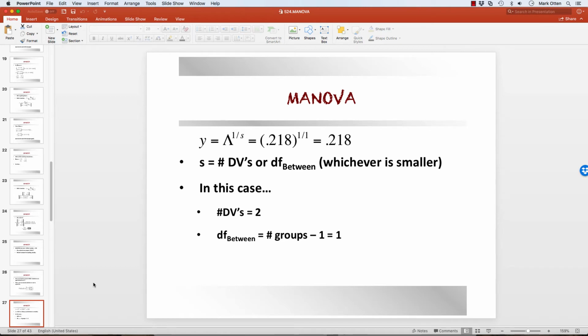So just note at this stage of your analysis how many DVs you have and how many independent variable groups you have, or your degrees of freedom between.